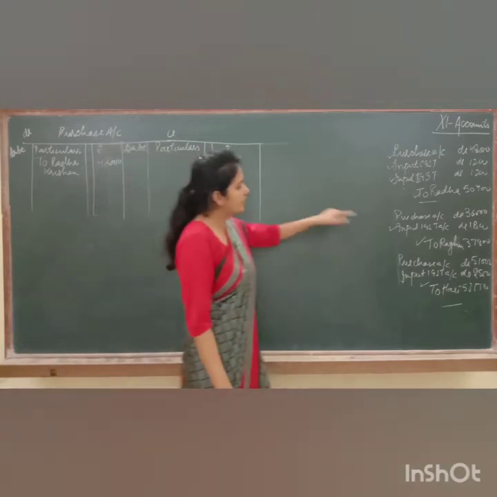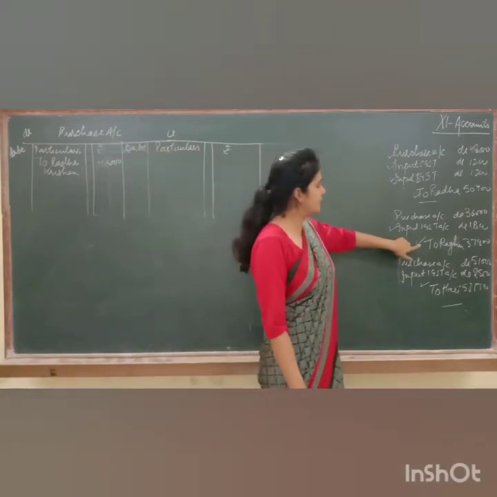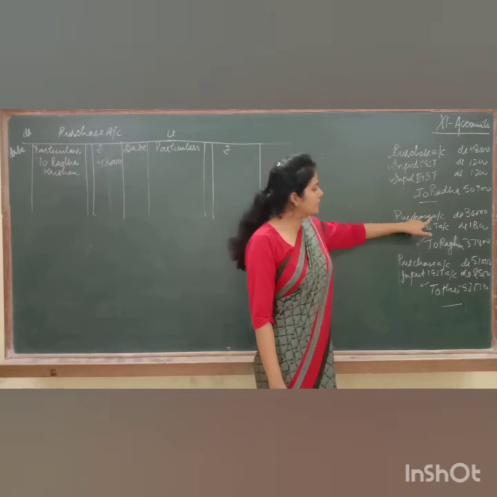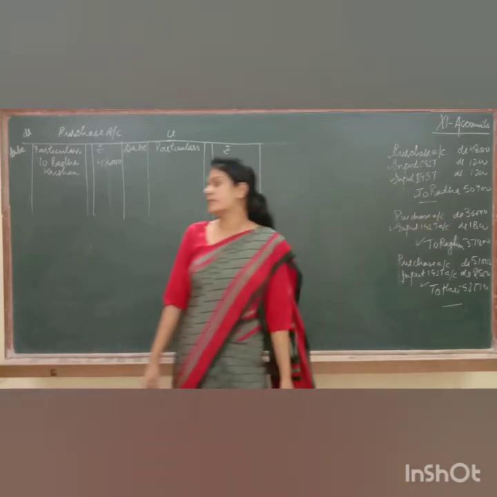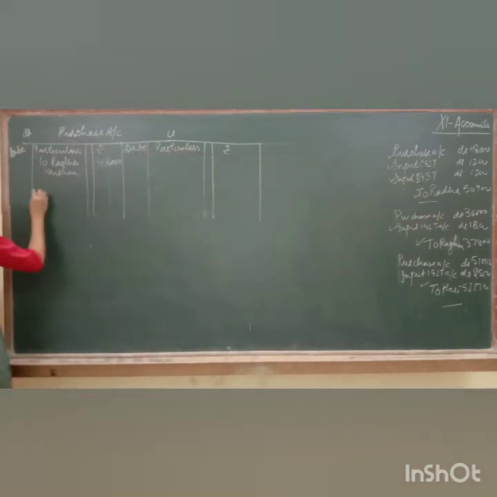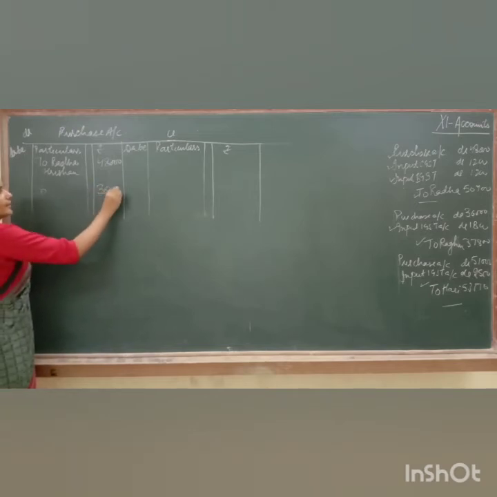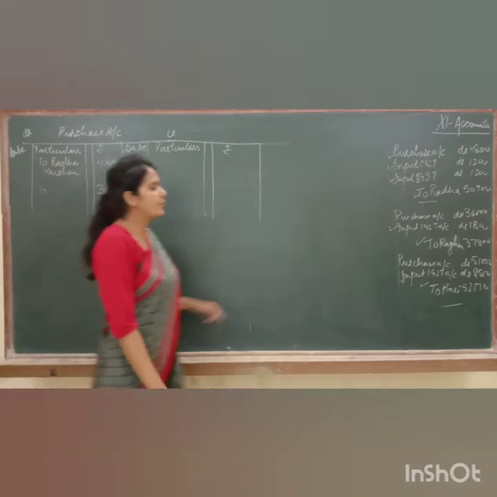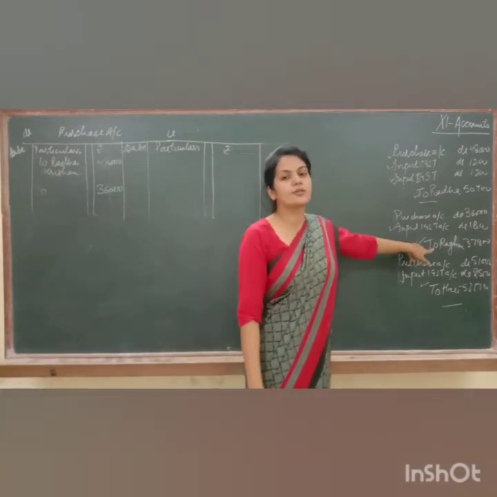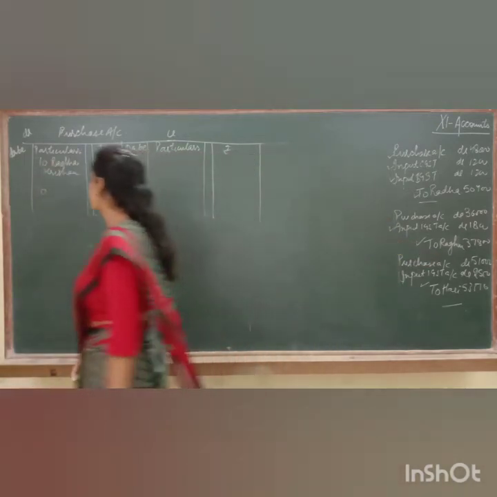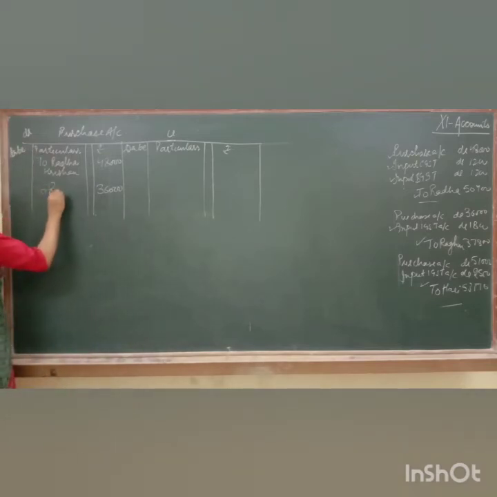Then the next entry is purchase account debit, input IGST to Raghuveer. Again, purchase account has been debited with rupees 36,000. So I am going to write 2, then in the amount column 36,000. Who is responsible for debiting this purchase account? Raghuveer is responsible. So write here 2 Raghu.